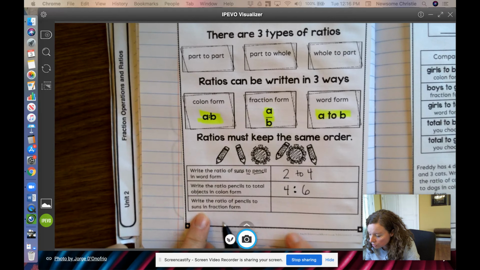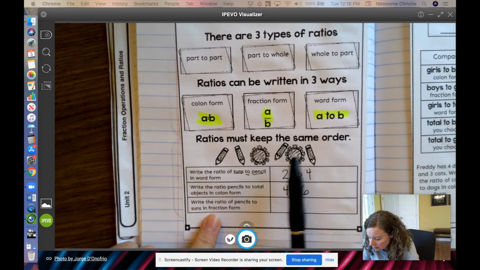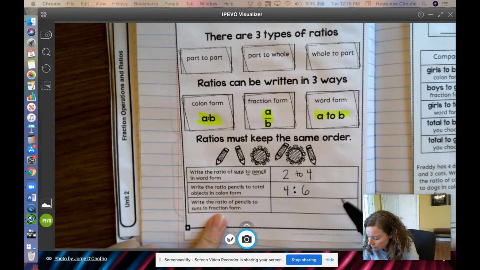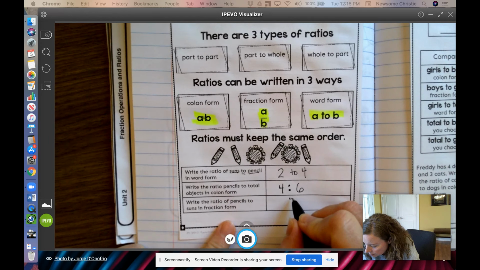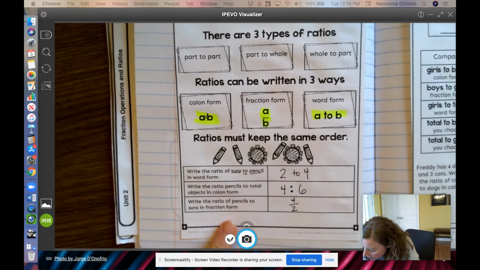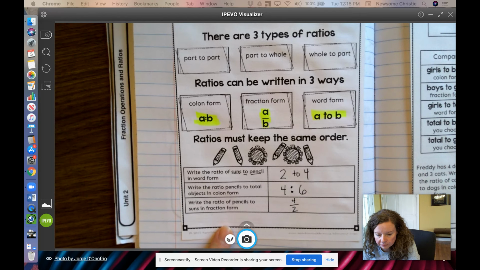Last one says write the ratio of pencils to suns in fraction form. So pencils is 4 and suns is 2. And pencils comes first. This is pencils, 2 suns. So 4 to 2. And that looks like an improper fraction, but it's just ratio, 4 to 2.